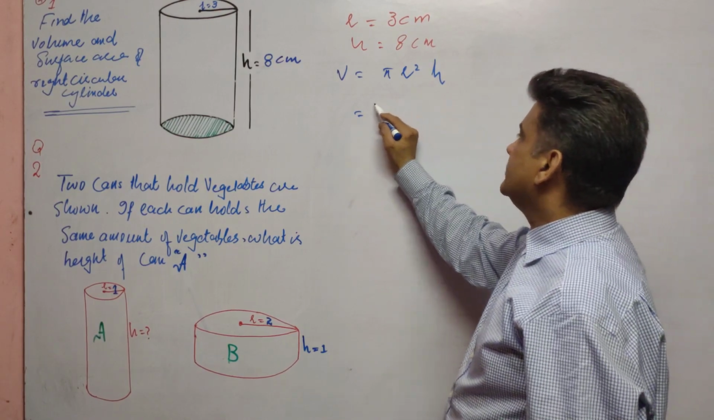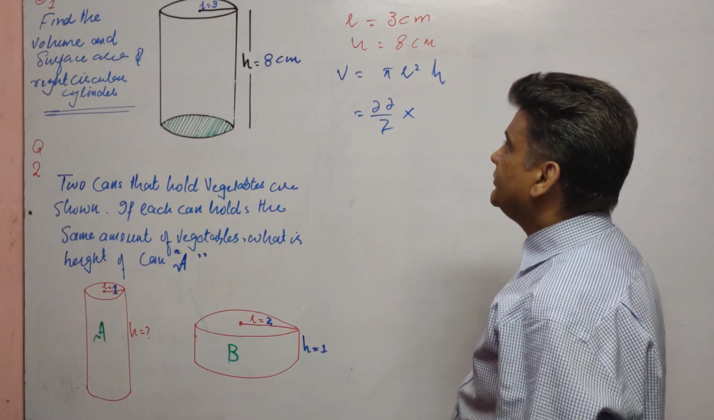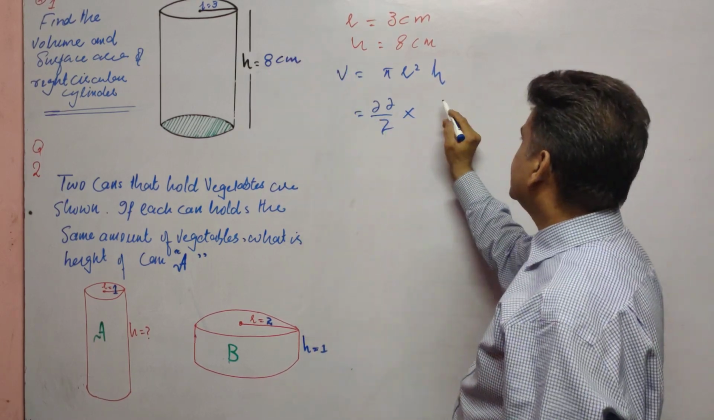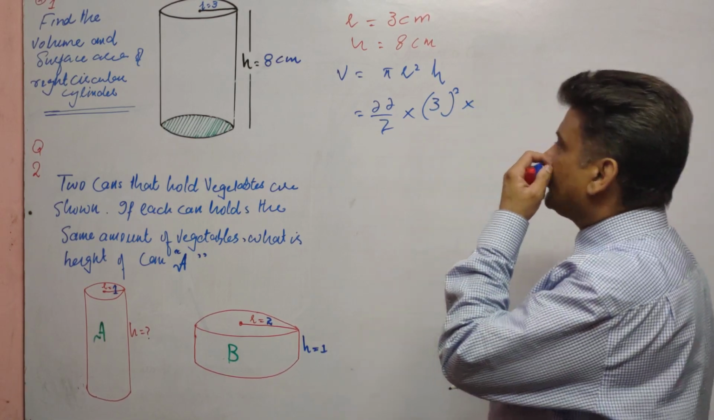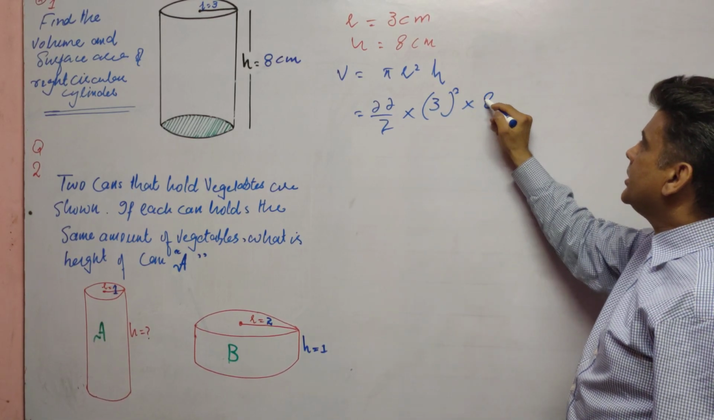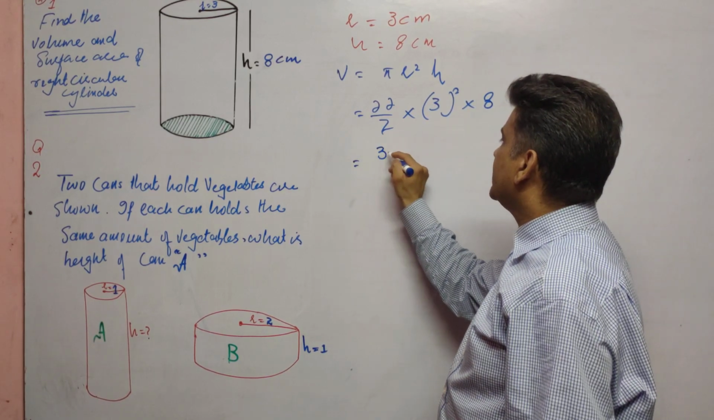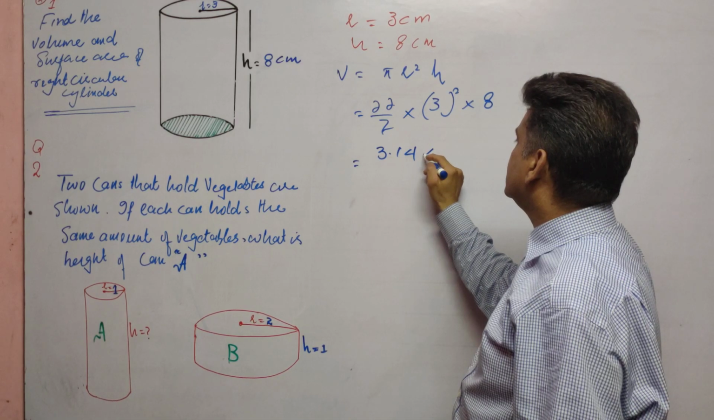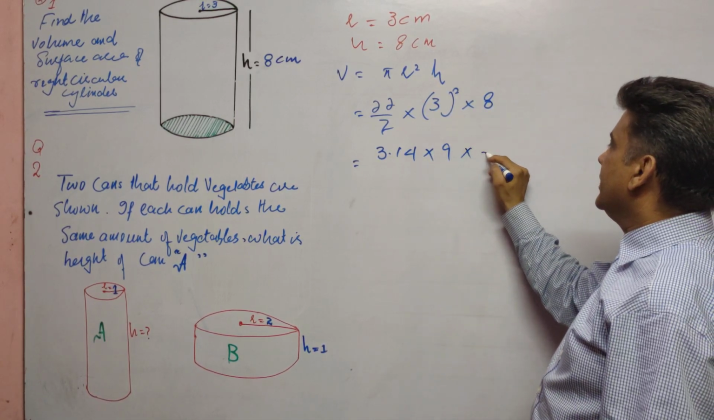Pi is 22 by 7 times r, which is 3. We write square of 3 times its height, which is 8 centimeter. After simplification we will get 3.14 times 9 times 8.